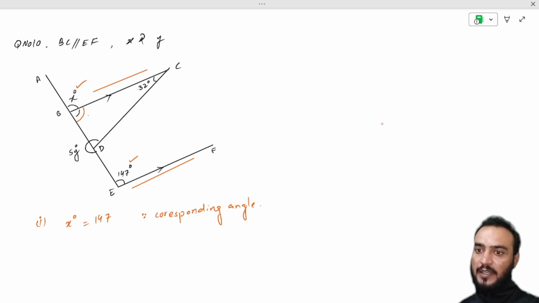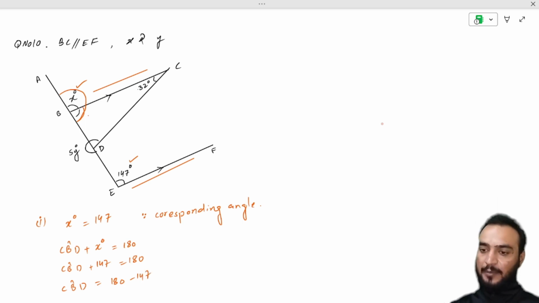So this value can be easily found as angle CBD, which is equal to CBD plus x degrees equals 180 degrees, because these two angles are adjacent angles, as x degrees and CBD lie on a straight line. So these two angles sum up to 180 degrees. We have the value of x degrees, that is CBD plus 147 equals 180 degrees. Hence angle CBD is found, that is 180 minus 147.